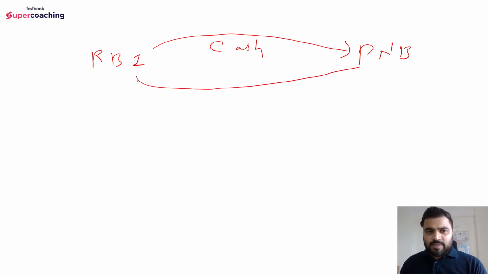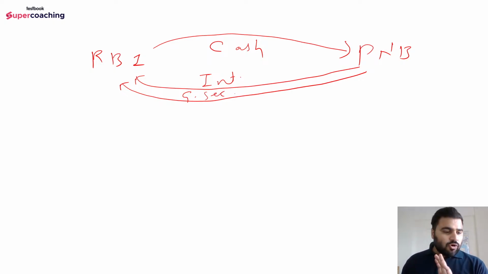So Punjab National Bank will give interest to the Reserve Bank of India on the money borrowed, and this interest is known as the repo rate, right? This we have discussed. And along with that, PNB will keep government security as collateral. This we have discussed in the case of repo operation, right?